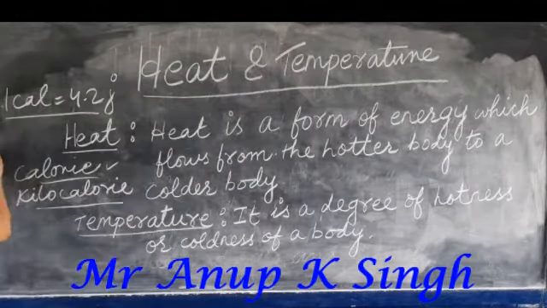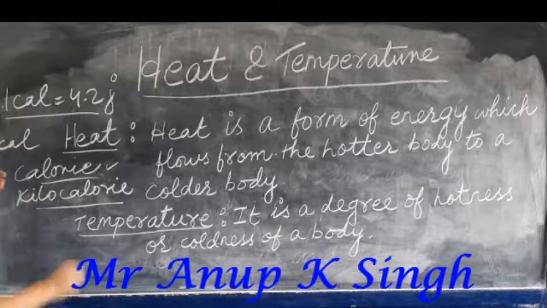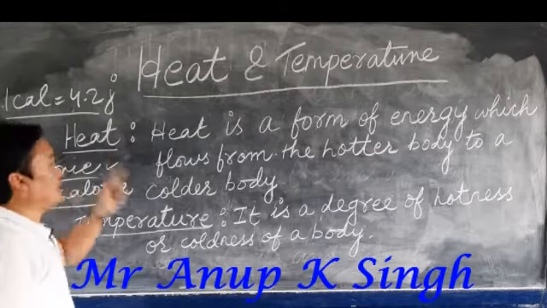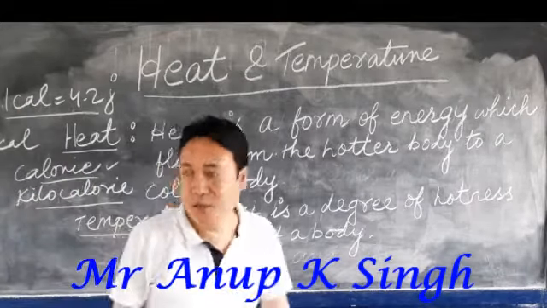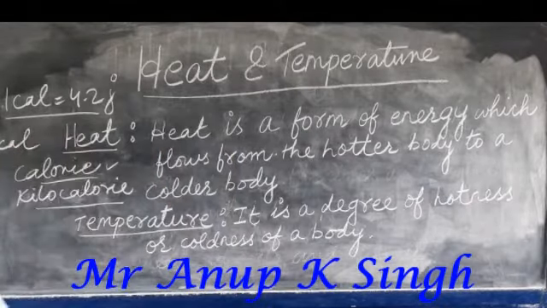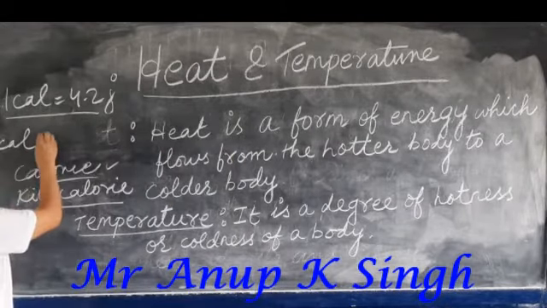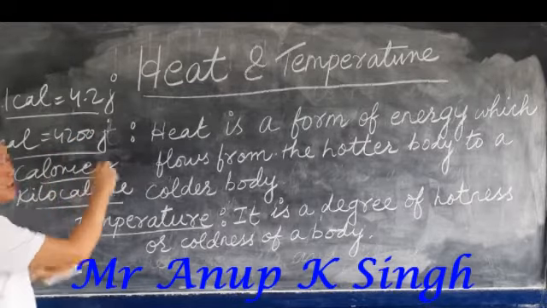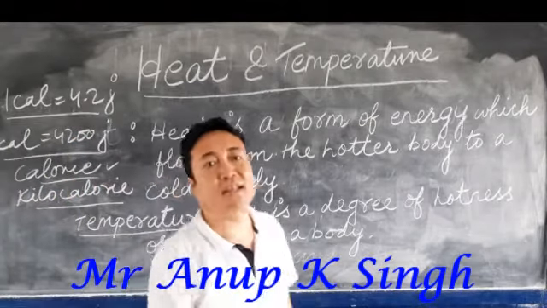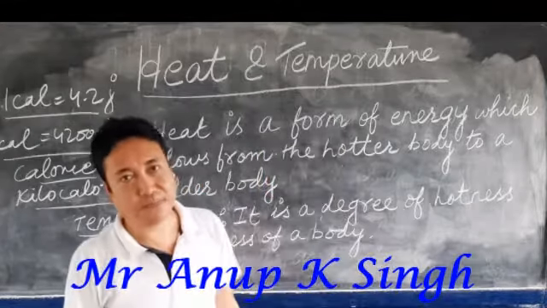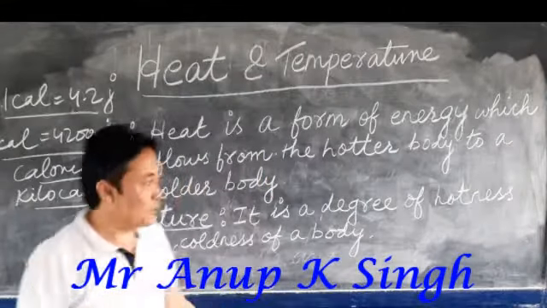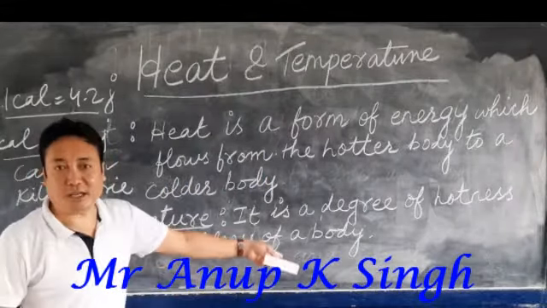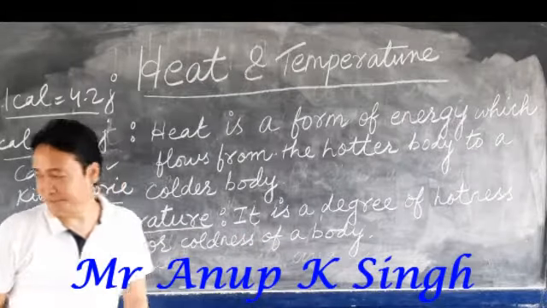Similarly, 1 kilocalorie equals 4200 joule. I can write it here: equals 4200 joule. So this is the relation between the calorie and kilocalorie in terms of heat. Okay, so now in the next class we will come to the next part, temperature.